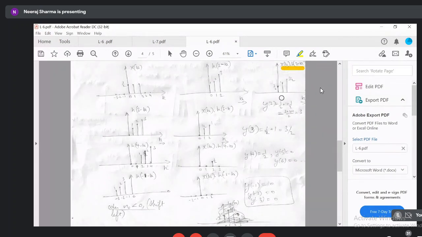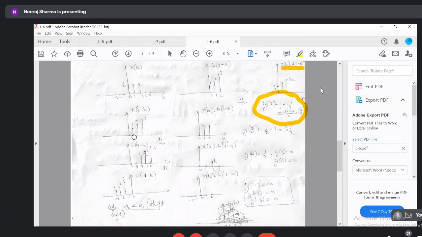This is step number 5. Step number 5 says to add all the samples in the given product sequence to find the value of y of n at n equal to n naught, which is currently equal to 2. So y2 will be equal to the sum of all the samples in the product sequence: 3 by 2 plus 1 plus 1 by 2, which is equal to 3. So we have found y of n at n equal to 2. Next, when n naught is equal to 3, it means we time shift h minus k by 3 units.